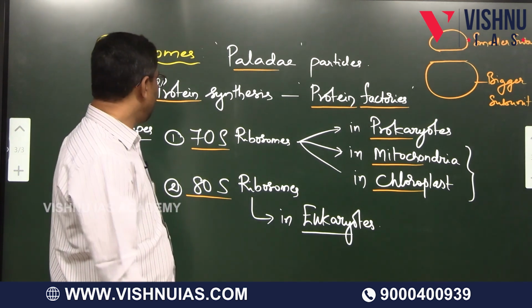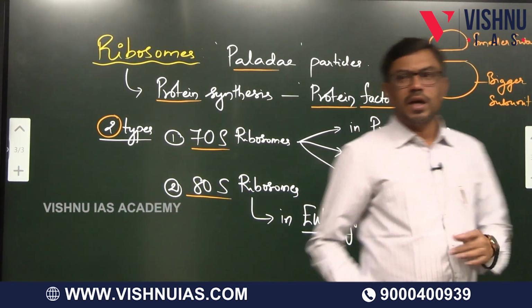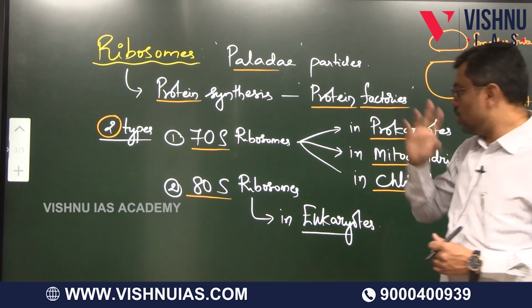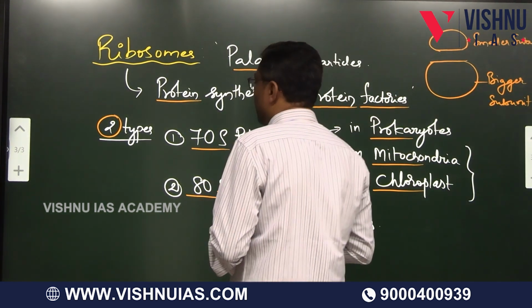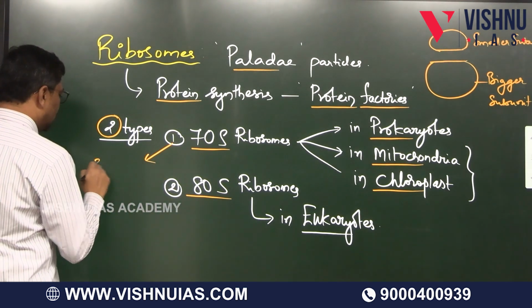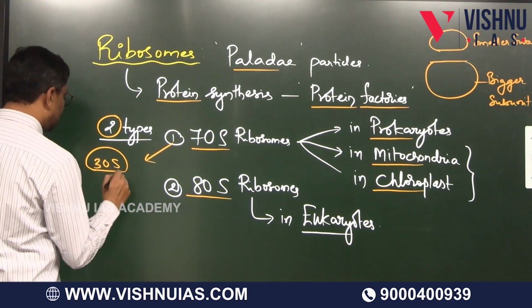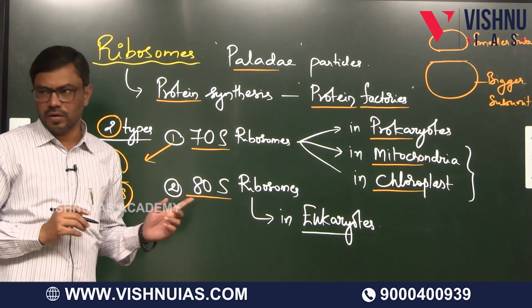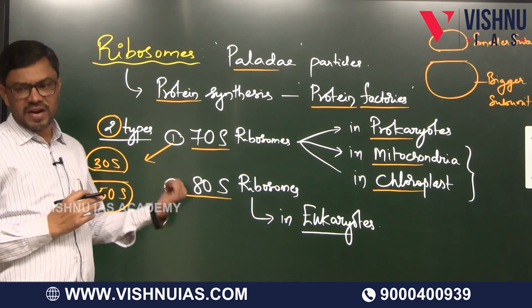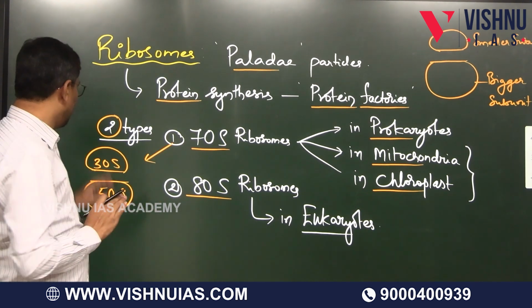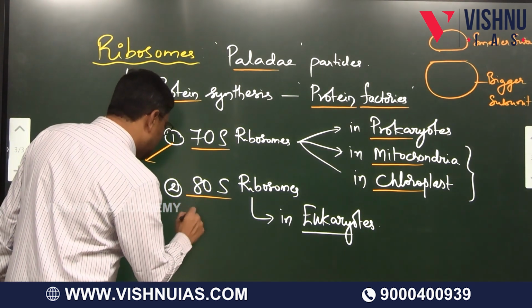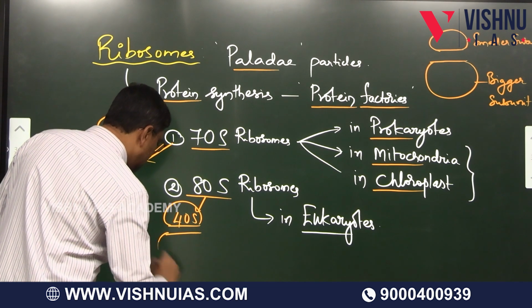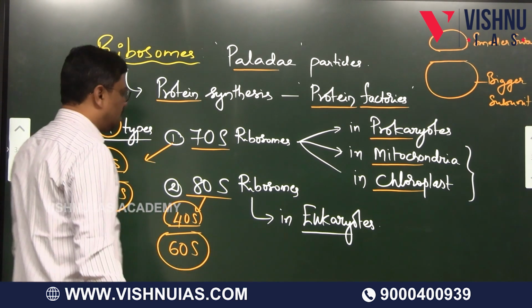Another point you have to remember. I already told you the ribosomes are having two subunits. One is smaller subunit, another one is bigger subunit. You remember here 70S type of ribosomes, they are having the subunits called 30S and 50S. Individually they are having 30 and 50. If they are condensed, they become 70S. Do not go in depth of that. Whereas 80S ribosomes, they are having 40S and 60S type of subunits.